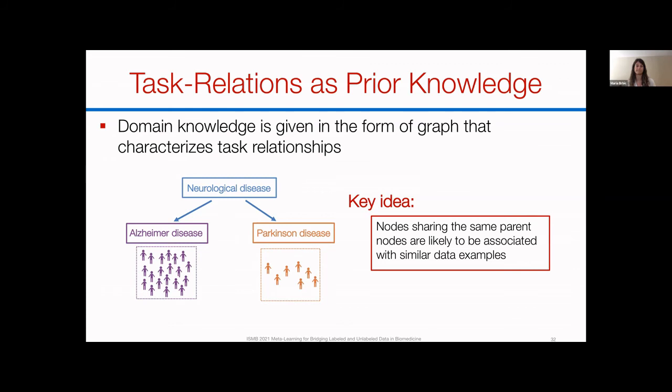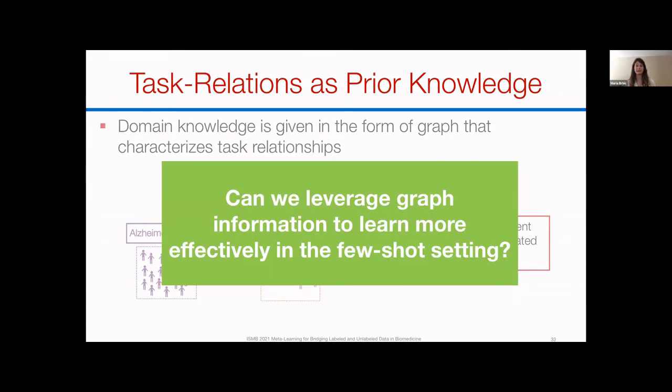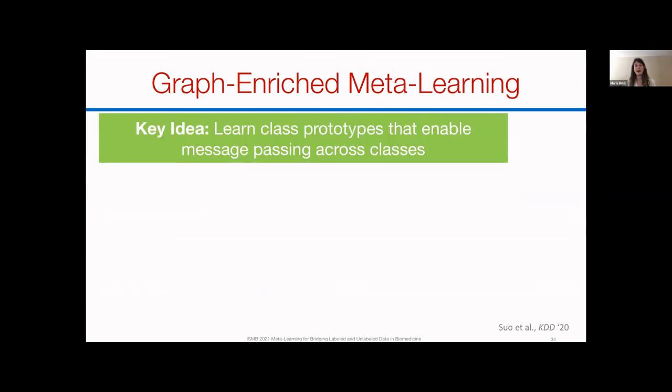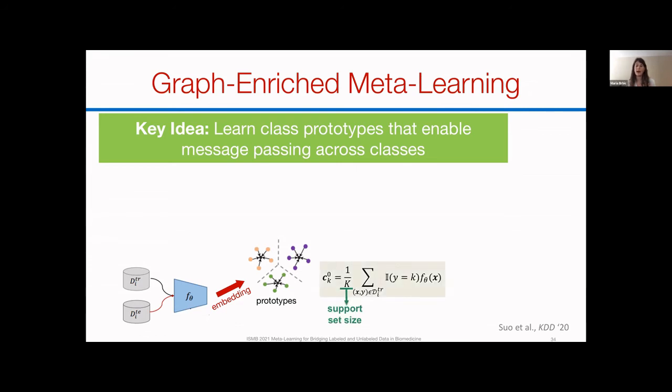And while intuitively it makes sense that these class relations might be useful in few-shot learning, the question is, how can we effectively leverage and incorporate these relations into our model? So the key idea in the graph-enriched meta-learning approach proposed in the TADANET paper, which the approach is called TADANET, is to learn class prototypes that will enable message passing across classes based on the class hierarchy graph, which we define using external knowledge bases. So this method is again built upon prototypical networks. So first, we will embed our data points and compute the standard prototype by computing the mean of the support set. And we will then utilize the hierarchy graph to align classes in order to learn better class prototypes.